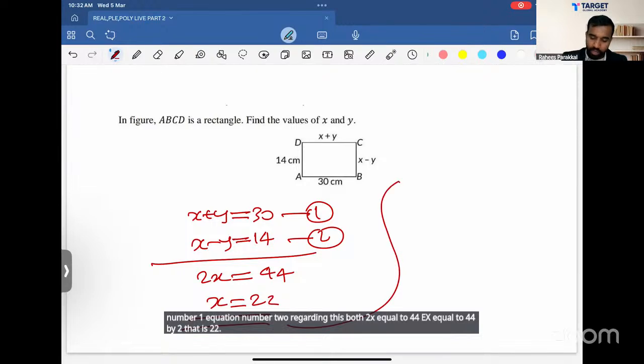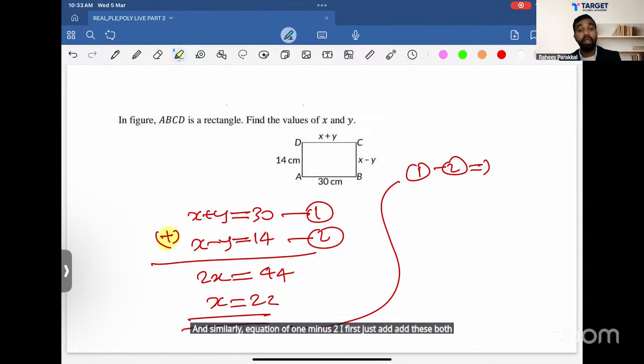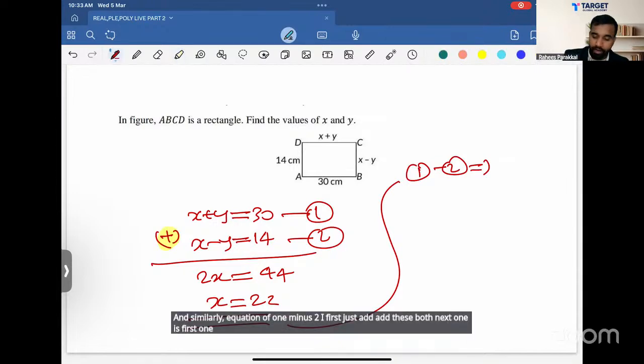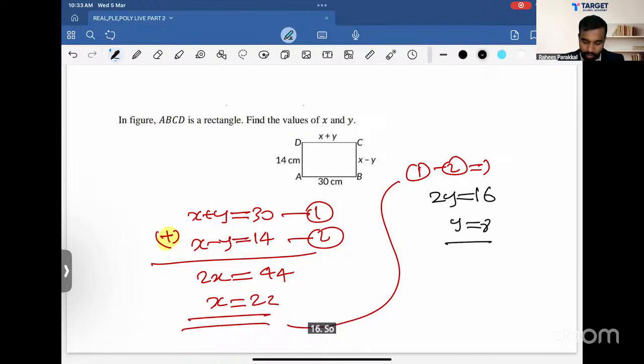And similarly, equation 1 minus 2. I first just added these both. Next one is 1 minus 2. So here 2y is equal to 30 minus 14, that is equal to 16. So y is equal to 8. x equal to 22 and y is equal to 8. So these are the correct answers for the same.